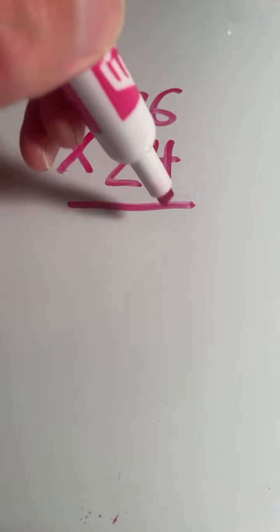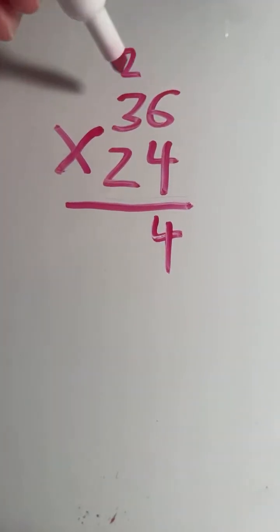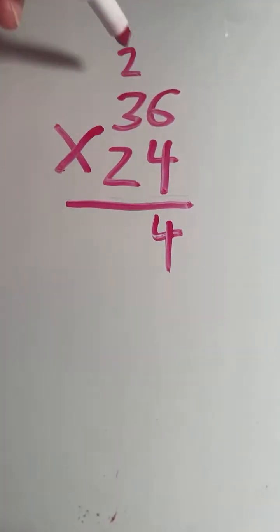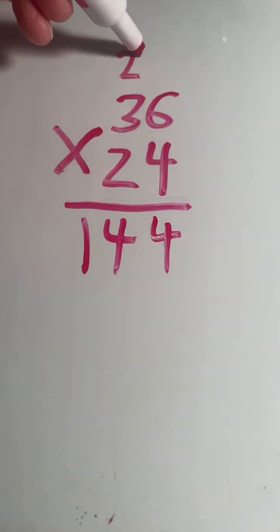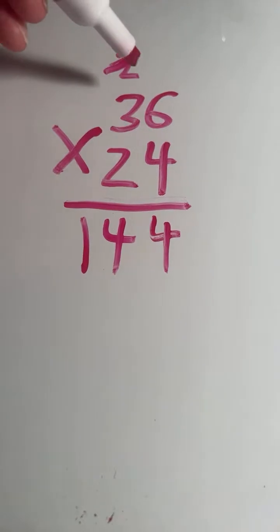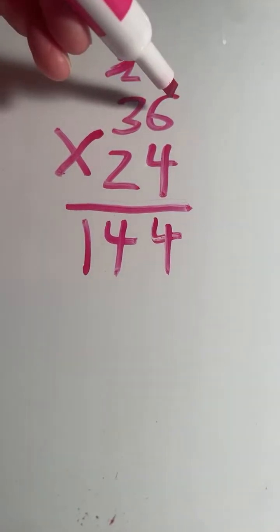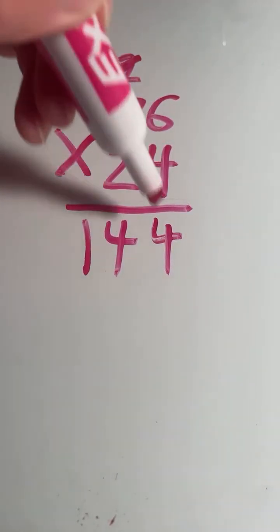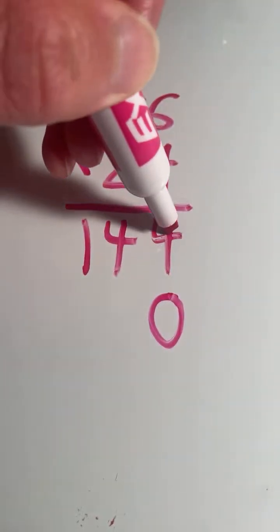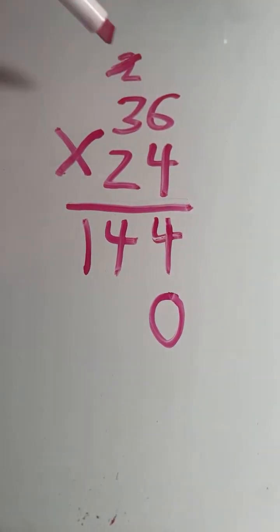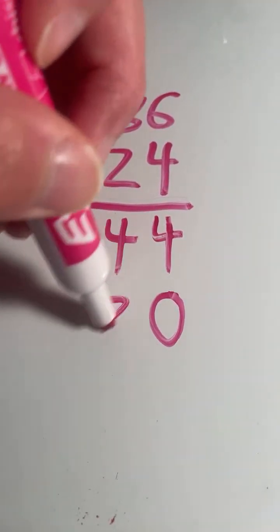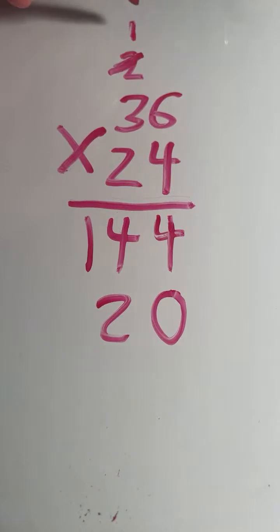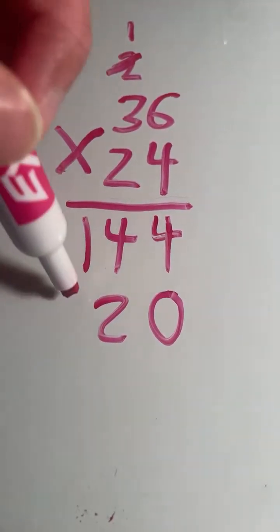6 times 4 equals 24. 4, carry the 2. 3 times 4 equals 12. Plus 2 equals 14. Now before we multiply the top two digits by the bottom digit in the tens place, we're putting a 0 in the ones place because we already multiplied both digits in the ones place. 6 times 2 equals 12. 2, carry the 1. 3 times 2 equals 6. Plus 1 equals 7.